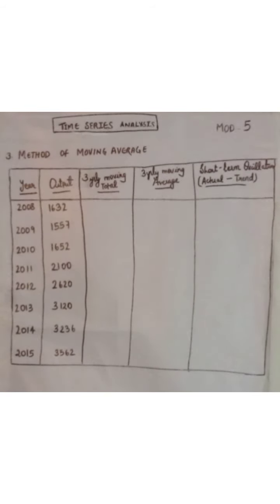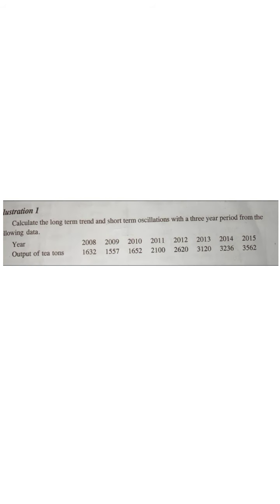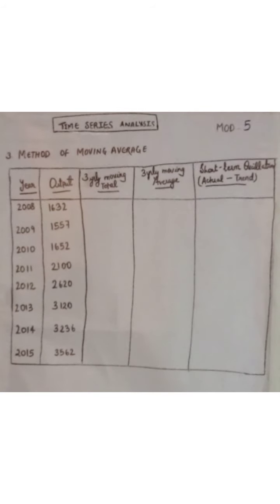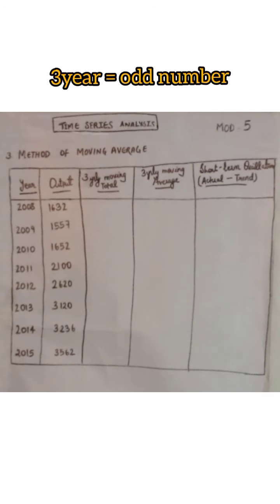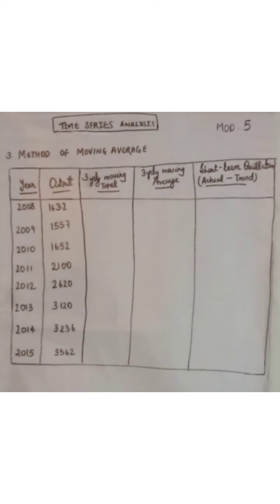So look into the question. The question is to calculate the long-term trend and short-term oscillation with a 3-year period from the following data. It is a 3-year time series, so the time period given is 3 years. 3 years is an odd period, right? The years in the series must be continuous, and we have the corresponding output given in the question. We are supposed to compute the 3 yearly moving average, so we have to find the average over 3 years.